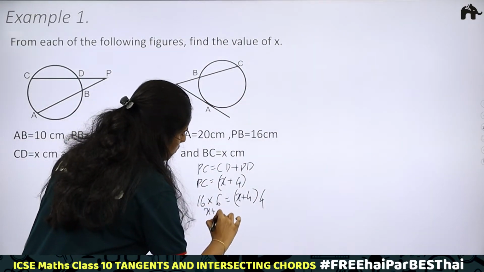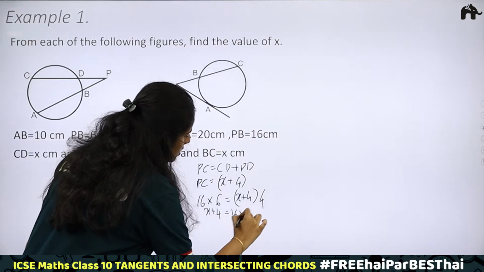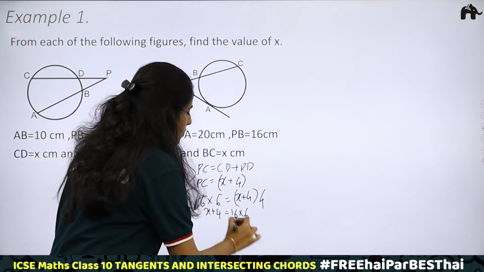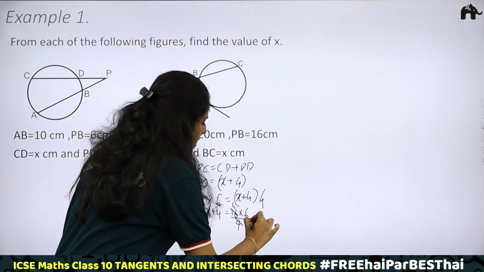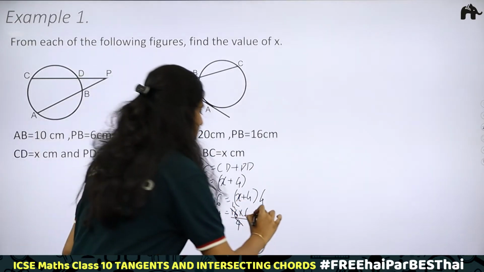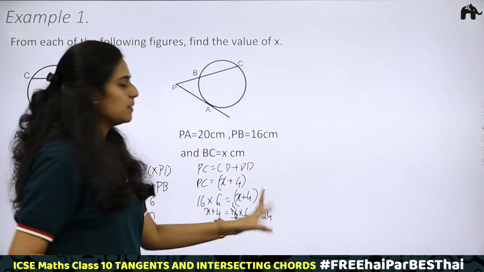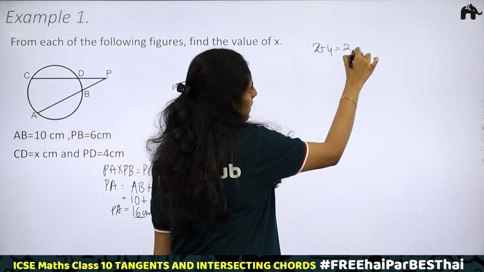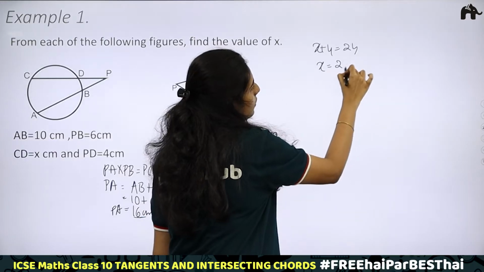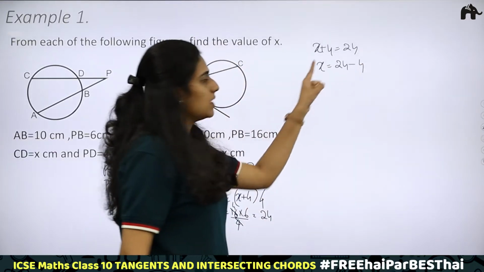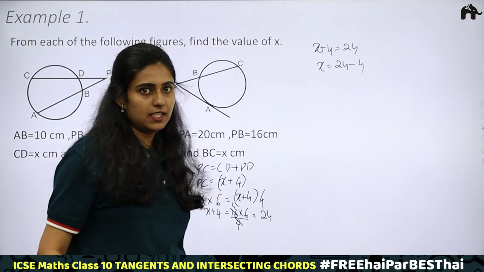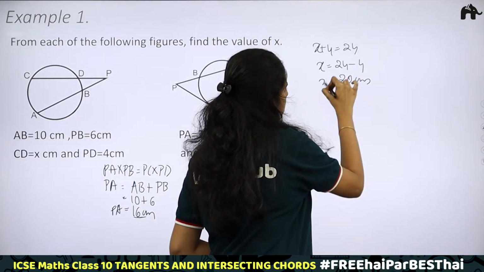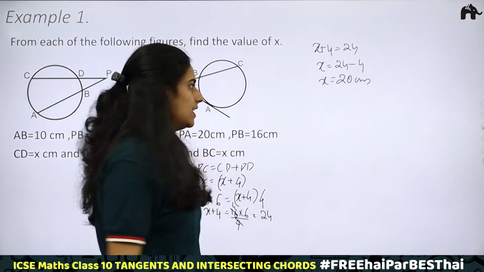X plus 4 is equal to 16 into 6 divided by 4. 4 and 16 can be cancelled. 4 into 4 is 16. That is 4 into 6, 24. If X plus 4 is equal to 24, then X is equal to 24 minus 4. Taking this plus 4 to the opposite side, it becomes minus 4, and that is equal to 20 centimeter. X is equal to 20 centimeter.